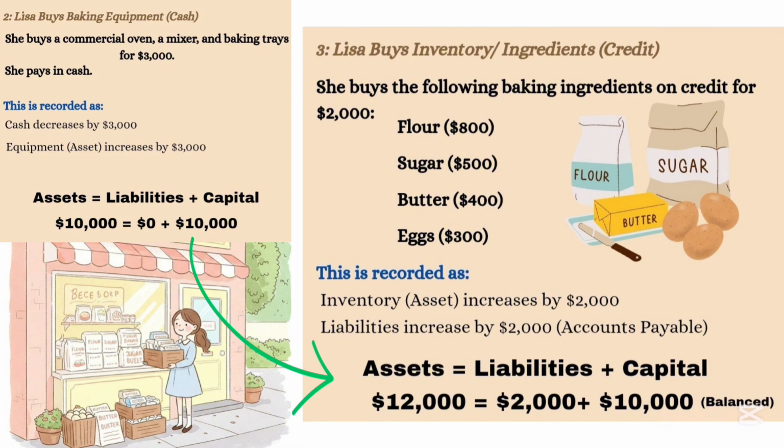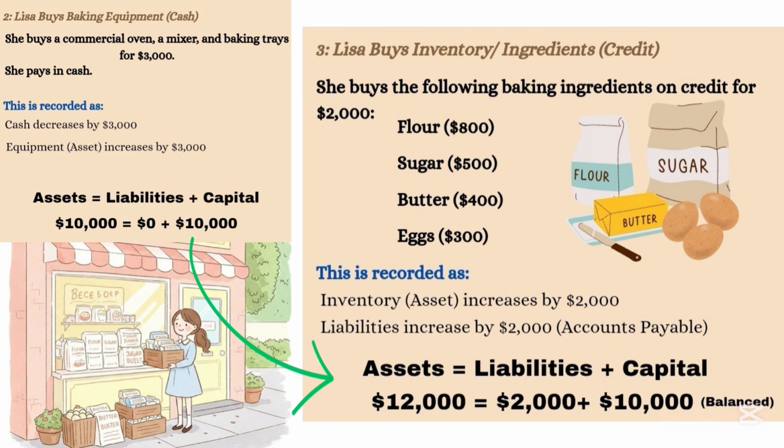Now let's update the numbers. Before buying, Lisa had $10,000 in assets. With the new inventory, she now has $12,000. But she also has a $2,000 liability, which means she now has debt. Did capital change? No. Lisa didn't make or lose money. She just got inventory on credit.